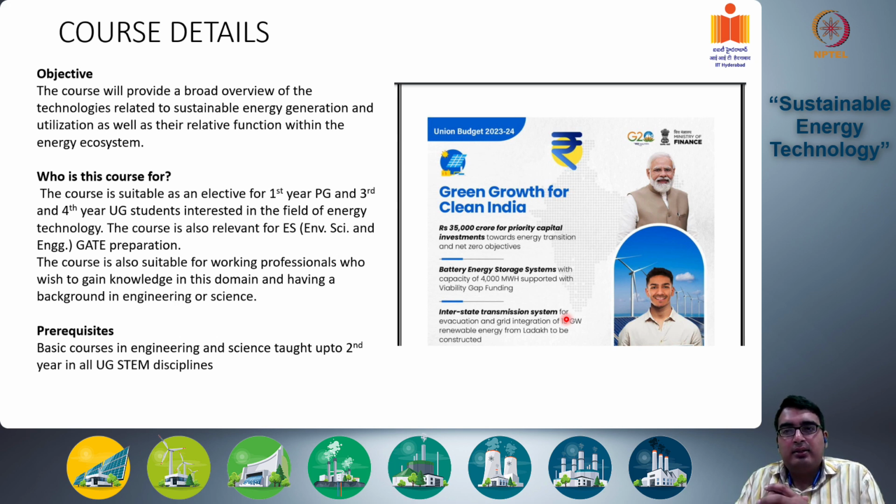Now, the next question that comes to mind is, who is this course for? Okay. So the course can be taken as an elective both by first year PG, that is master students in engineering and science fields, as well as third and fourth year undergraduate students in any engineering or science fields. Okay. Particularly, if you are planning to take the GATE on environmental science and engineering, that is the ES paper, then this course will be relevant to you because they have a section on renewable energy and sustainable energy aspects.